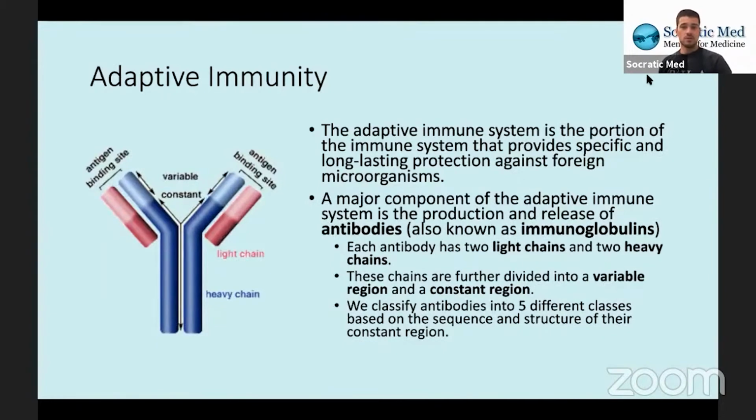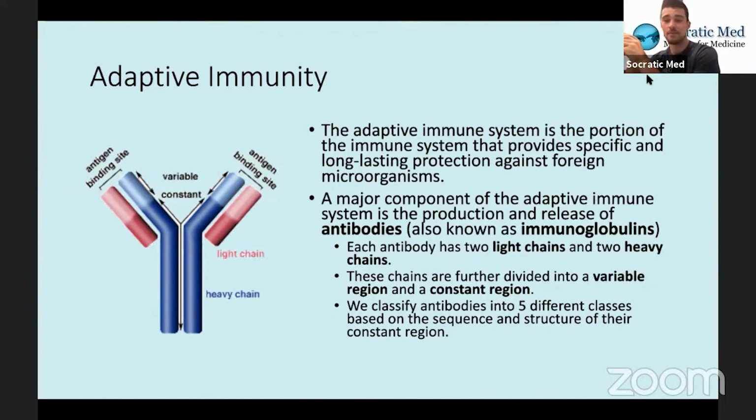Okay, so we talked a little bit about innate immunity, and now we're just going to go to the second part, which is adaptive immunity. So to the left, I put the structure of an antibody, which we're going to talk about. The adaptive immune system is the portion of the immune system that provides specific and long-lasting protection against foreign microorganisms. So the adaptive and innate immune system work together.